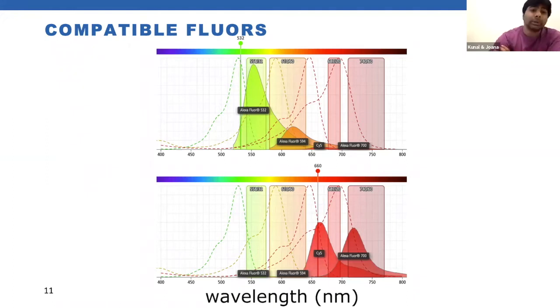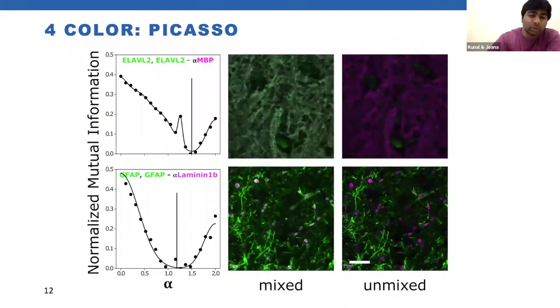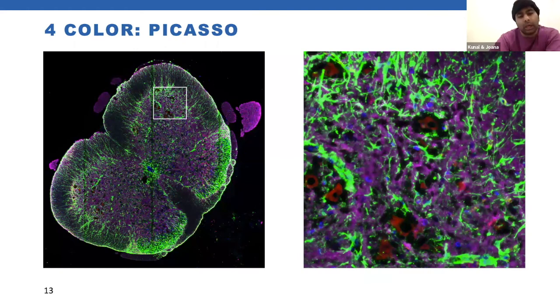To deal with this and do simultaneous 4-color imaging, we used an algorithm called Picasso, which I won't go into too much detail about, but essentially it minimizes the mutual information between channels that have spillover to remove the spillover and have mutually exclusive stains. Here I'm showing that with mixed signals, and then after unmixing, the magenta comes through much nicer. And this is what we can get. These are the kind of images that we can do with simultaneous 4-color imaging. The resolution is sub-micron in the X and Y direction, and they're really nice pictures.